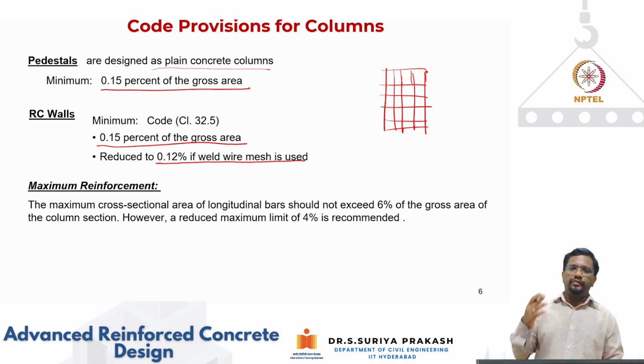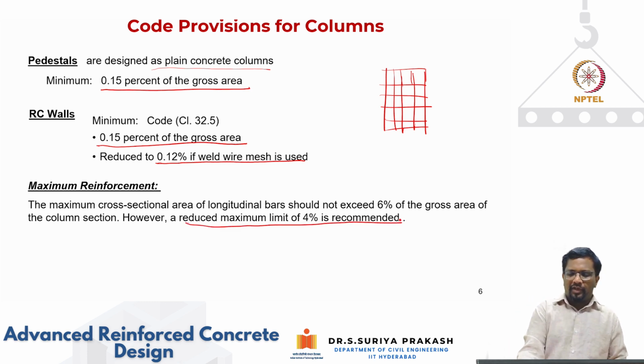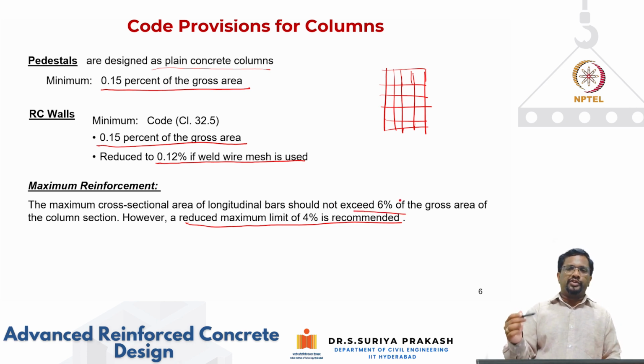Usually in columns we don't provide more than 4% of your cross section area. So actually this is the recommended value. However, the code is allowing up to 6%, but if you put 6%, the concreting will become very difficult. So it is not a good practice. So I would say a limit of 4% of the cross section area can be considered as the maximum reinforcement for longitudinal bars.